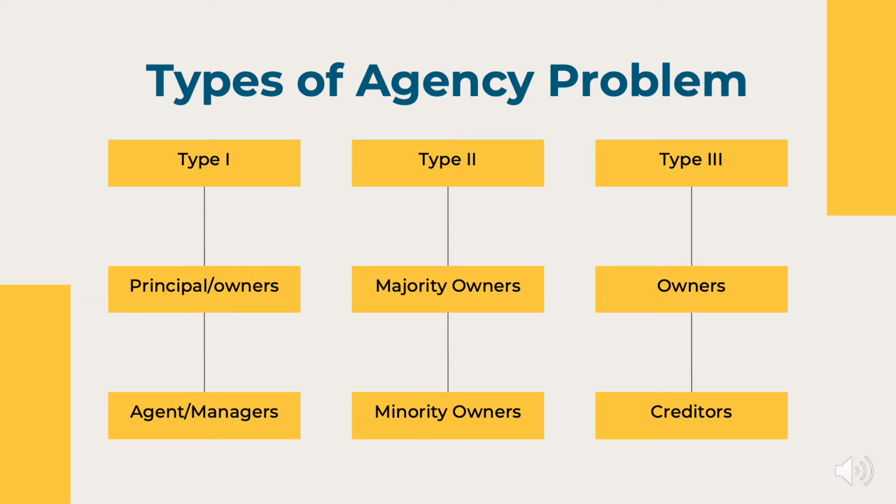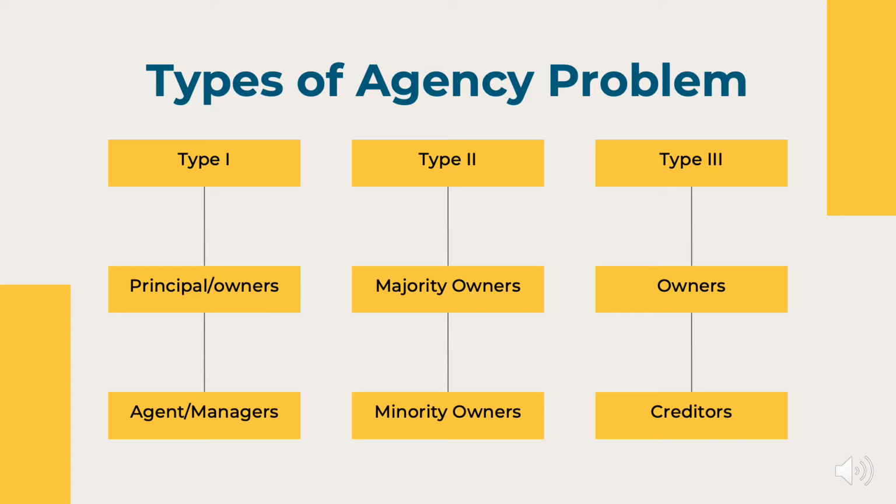There are 3 types of agency problem. They are distinguished as type 1, type 2, and type 3 agency problem. As you can see from these slides, it shows the relationship between the principal and the agent. The first type of the agency problem is between the principal, or the owners, and the agent, or the managers. It is the most common type of agency problem because this type of problem arises due to the separation of ownership from control, which was found since the birth of large corporations.